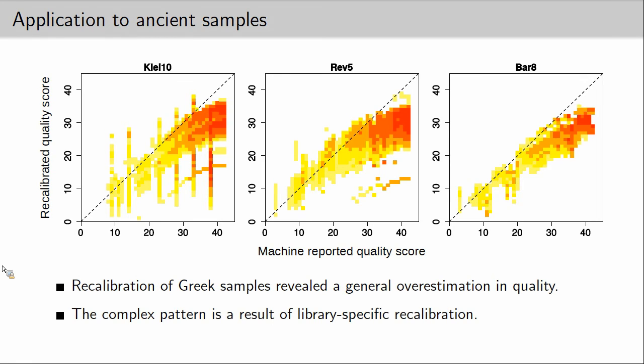You also see that the pattern is quite complex. It's not just a weird line. That's also because there are lots of different libraries sequenced on many different lanes and even different machines. Of course, for each library and each lane, we had to recalibrate on their own, okay? So you cannot just recalibrate putting all the data together, but we recalibrated for each library and on each run independently. That's why you get these complicated pictures. But anyway, we see a difference in the quality scores.